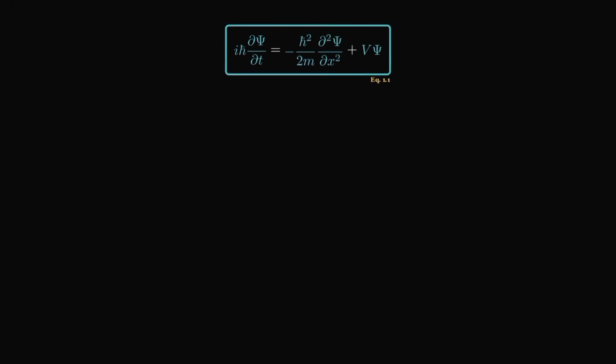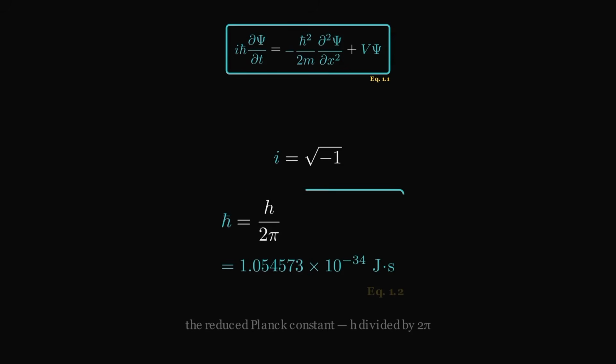This equation is the single most important equation in this course. Two constants you will need constantly. i is just the square root of minus 1, and h bar, h with a bar through it, is the reduced Planck's constant, which is just h divided by 2 pi.